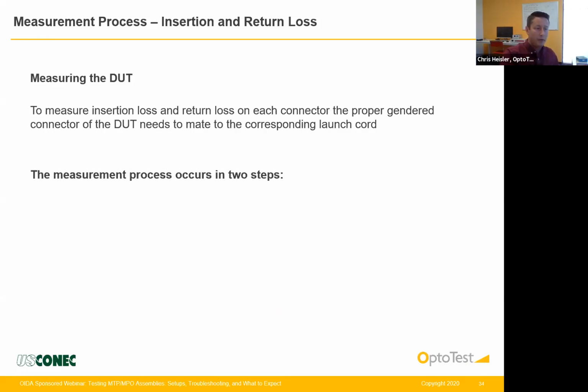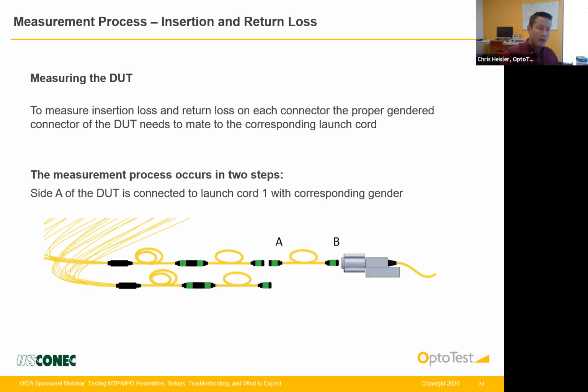So now we have a female-male cable. We want to test all of our female sides with the male connector on the launch cord. In this case, side A is a female connector on our DUT. We connect side A to our male reference launch cord, and side B will be connected into the power meter. This will give us insertion loss and return loss of side A.